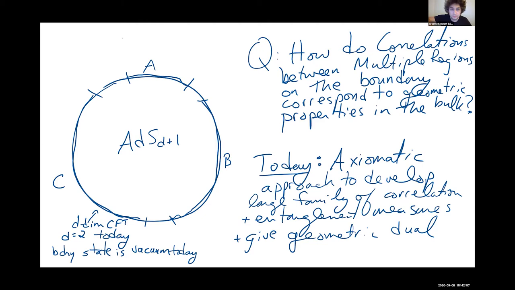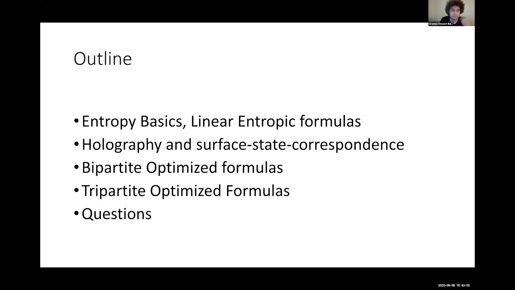So here is the outline. We'll talk first about some basics of entropies and linear entropic formulas.